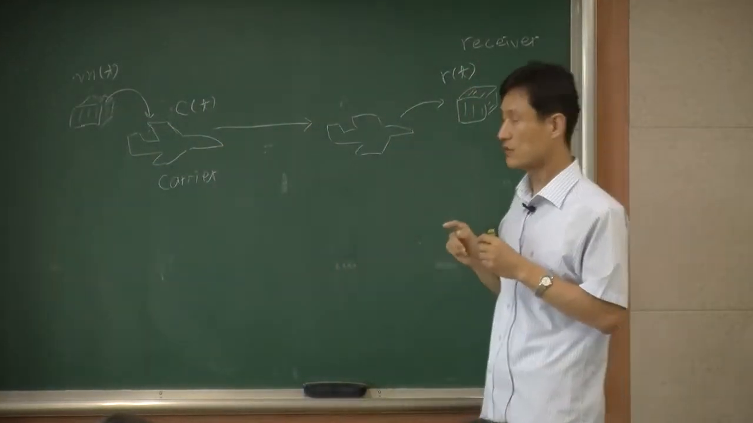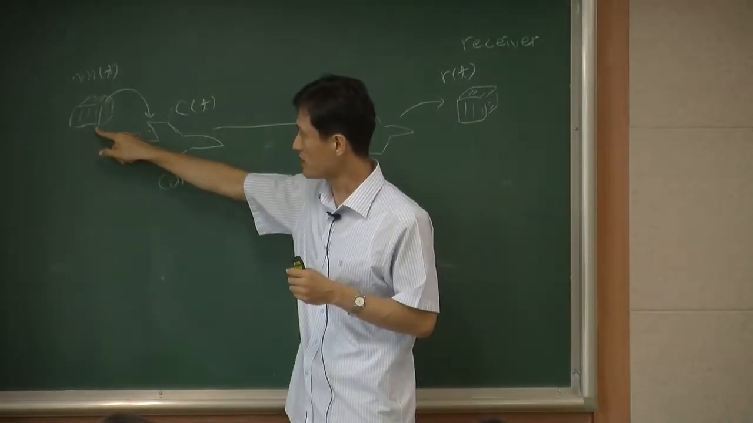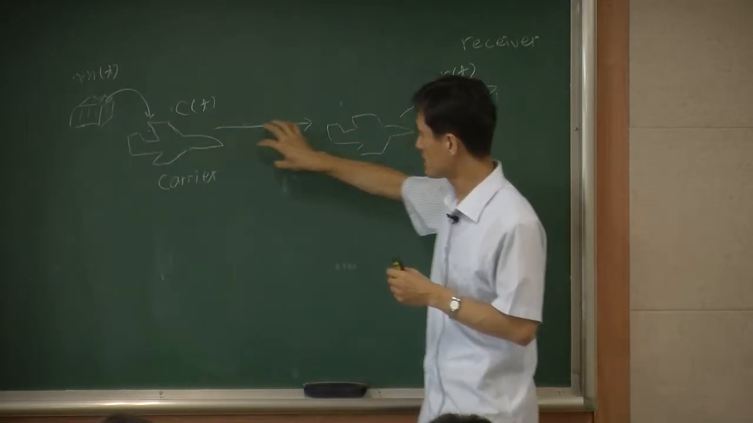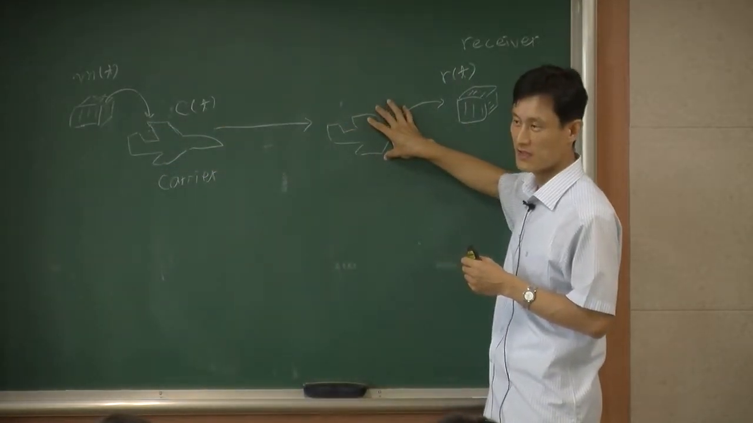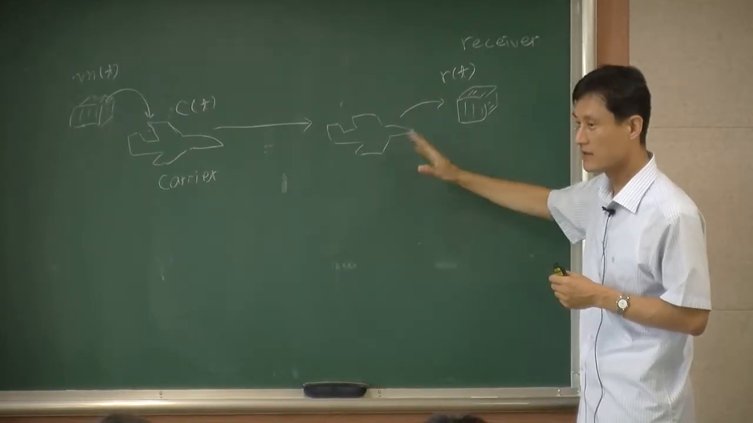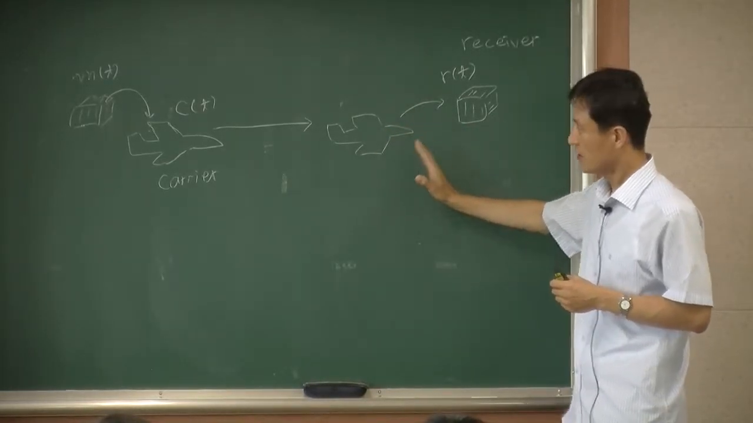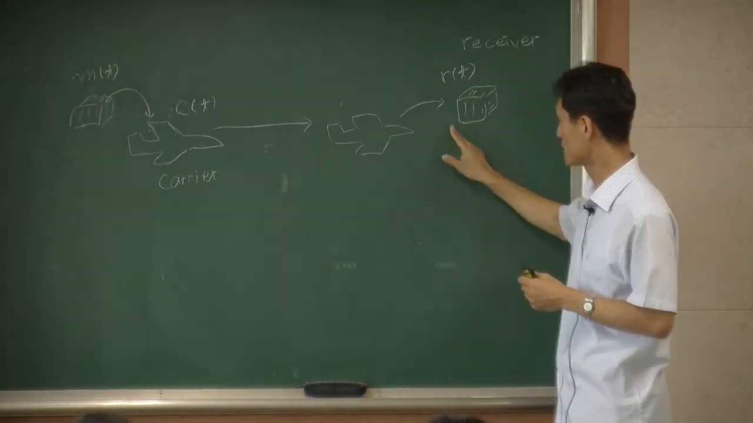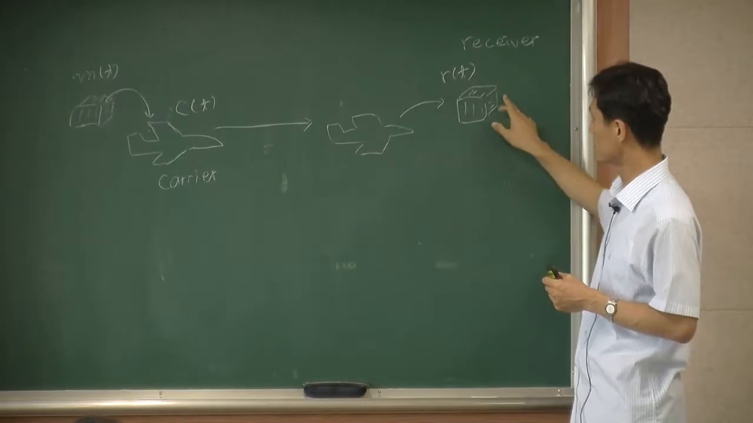So what I need to do is put my message into the carrier, and then this carrier will deliver this message for me. Eventually, this carrier will be dropped somewhere here. From here to here is a carrier, right? You don't need the carrier right here at this point. So eventually you recover the message back.